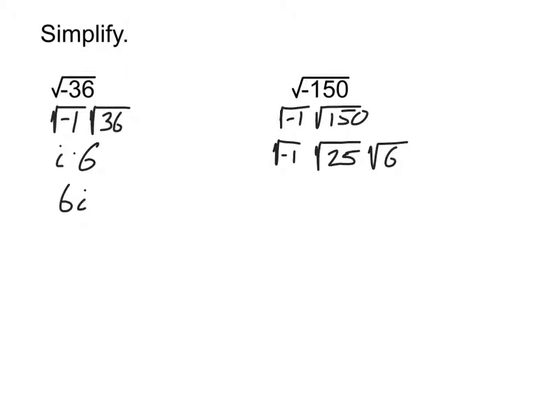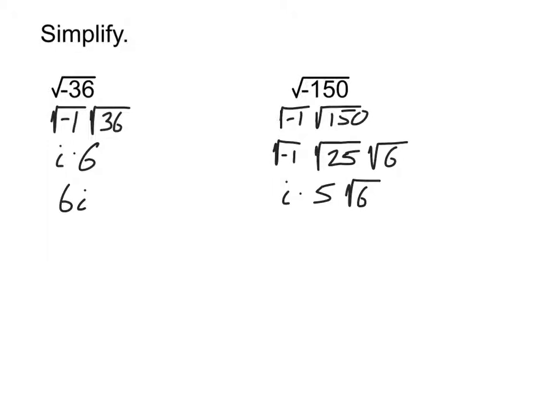Now I can go ahead and simplify the square roots that I can simplify. So the square root of -1, of course, that is i. The square root of 25, that's 5. The square root of 6, well, that's just the square root of 6. It doesn't get any better than that.